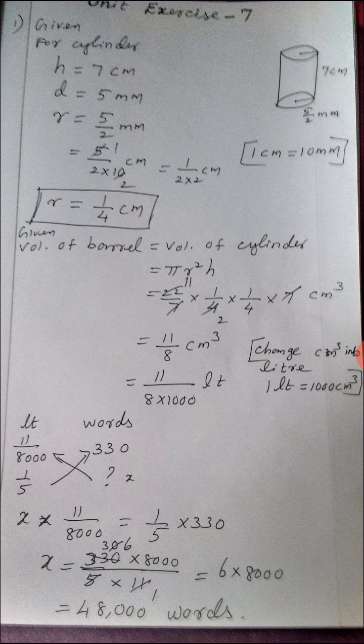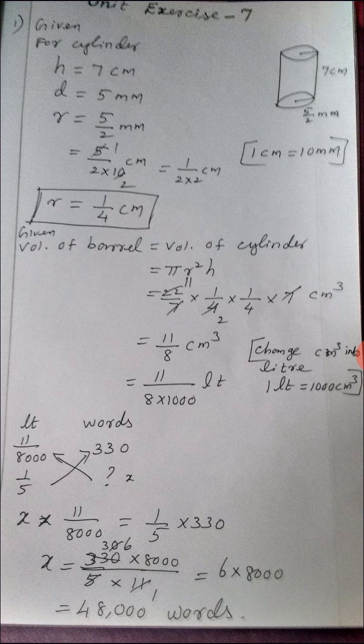You know that 1 centimeter equals 10 millimeter. So here I am converting. I get 5 divided by 2 into 10. Then cancel 5 and 10 in 5 table. 1 time 5, 10 is 2 times. So finally you get 1 by 2 into 2, that is 4. So radius equals 1 by 4 centimeter, height equals 7 centimeter.